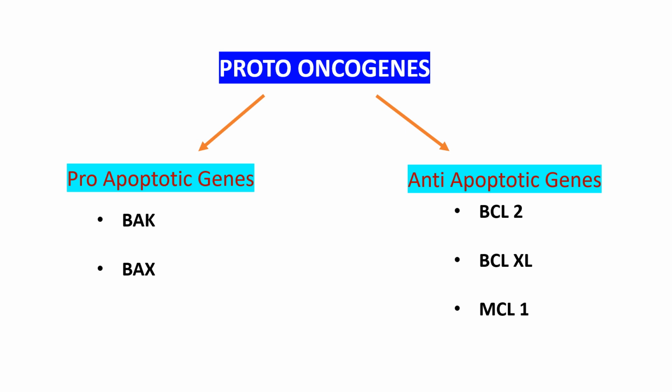So many a time MCQs have been asked, for example, all of the following are anti-apoptotic genes except. The options will be BCL2, BCLXL, MCL1 and BAK. So what are you going to mark? The answer will be BAK.